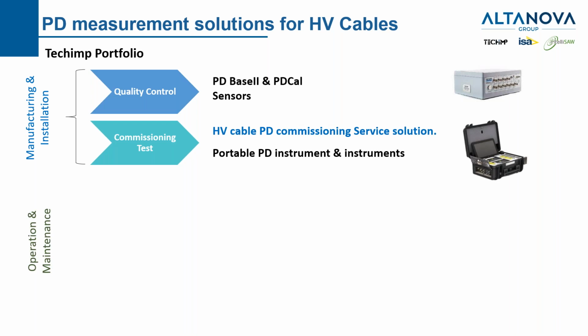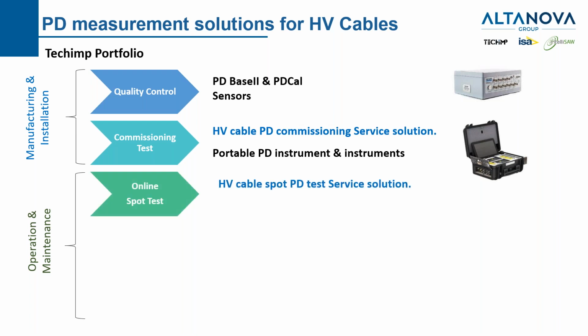Then when we talk about the life of the cable, we speak more about operation and maintenance. So we can provide the online spot test. Even in this case, we can just provide the service. We decide how is the best way to test the cable. We provide you the procedures, you accept the procedure, and we come and make our job. We provide you the report. Otherwise, there are also portable PD instrument and sensors. Those can be bought by the customer, and those can be used directly on the asset every time they want.